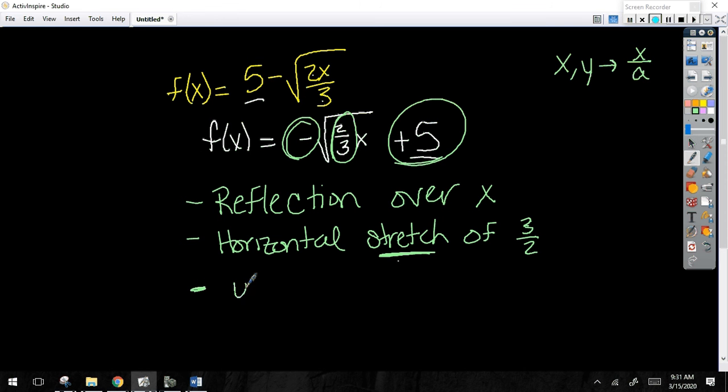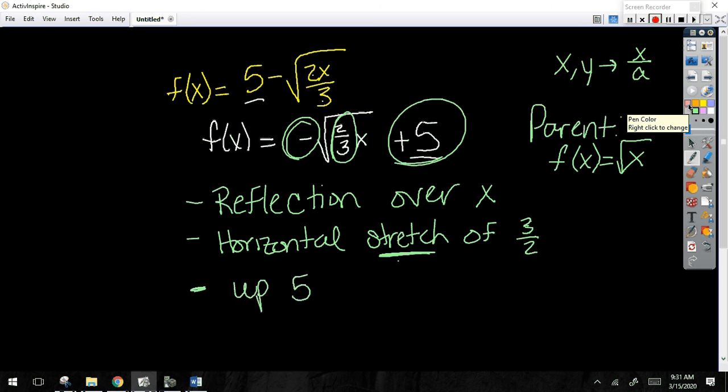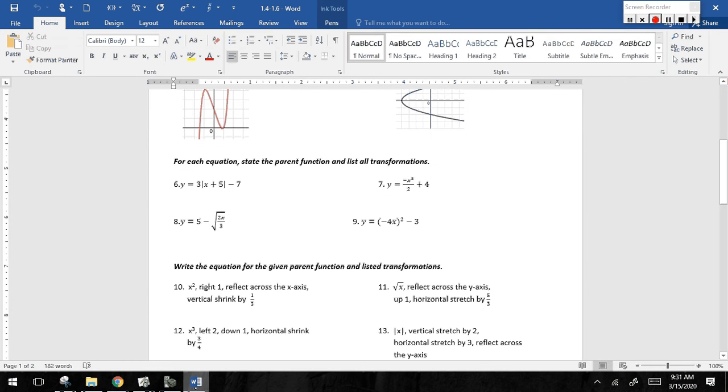And then we're going to translate up 5. And I think I forgot to give you the parent here. The parent graph, because you do need to be able to identify that, is going to be the square root of x. All right, moving along. The next one, negative 4x squared.